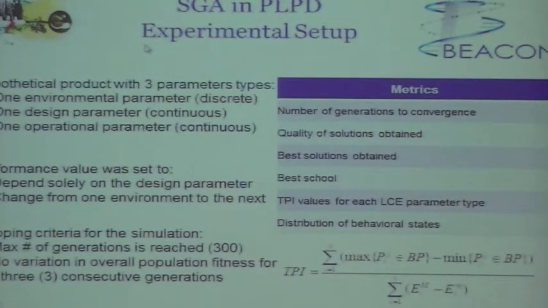I made a couple of experiments, and the one that I want to share with you was made using just a hypothetical product. So this was not an actual product that I had. The product had one environmental parameter that was discrete, one design parameter and one operational parameter. They were both continuous. In one experiment, the performance was a function of the design parameter only, and in the other one, it was a function of the design and the operational parameters, depending on the environment.